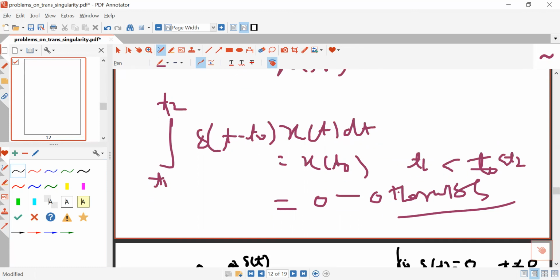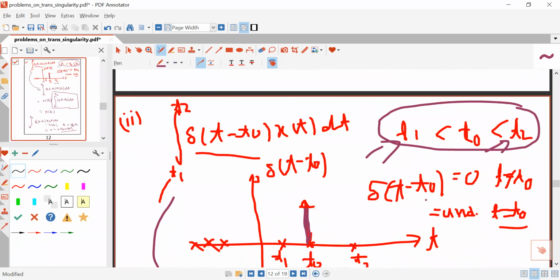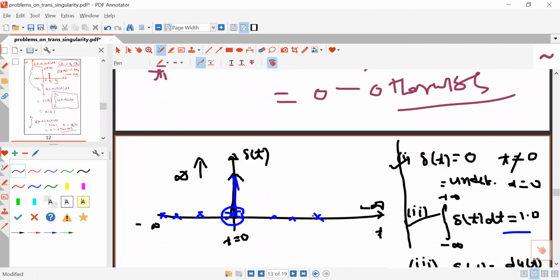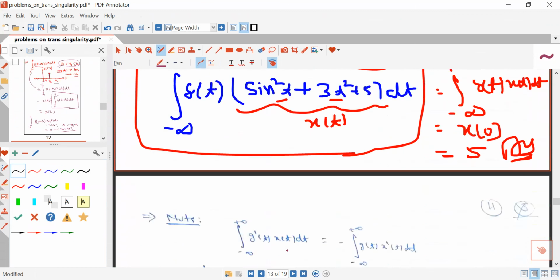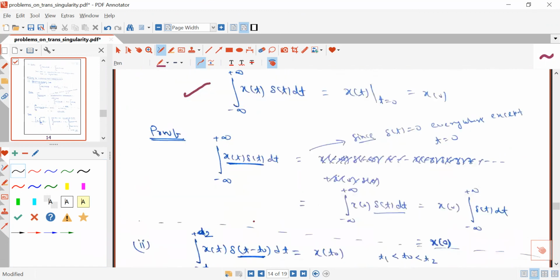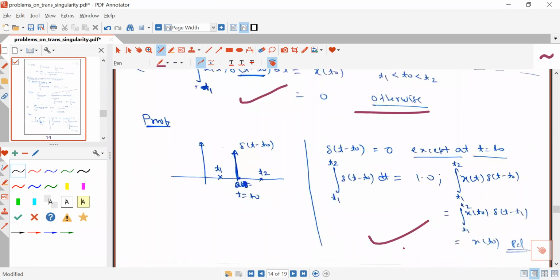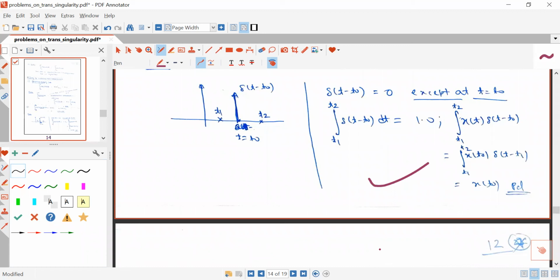So this is the shifting property of the impulse signal. This property I have already derived in this PDF file, and you can download this PDF file from LMS and go through this derivation. Both properties I have derived. So you can go through this PDF file. In the next lecture I will discuss its second property, which is called the sampling property.